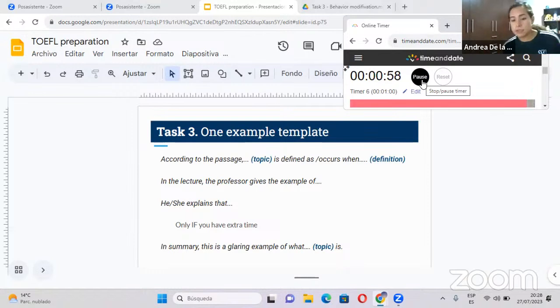According to the passage, behavior modification occurs when people modify their behavior based on what they've learned about the consequences of that behavior. In the lecture, the professor gives the example of kids in the classroom. He explains that in the beginning, initially, when kids are new, they don't know the rules, so they may start misbehaving in class. For example, they could interrupt the teacher, walk around the classroom, and as a result, they will get punished by the teacher.